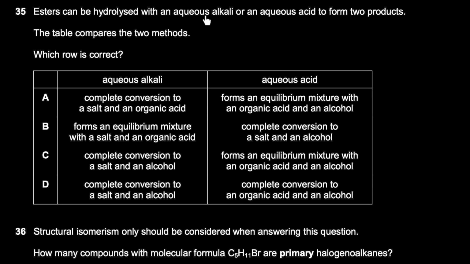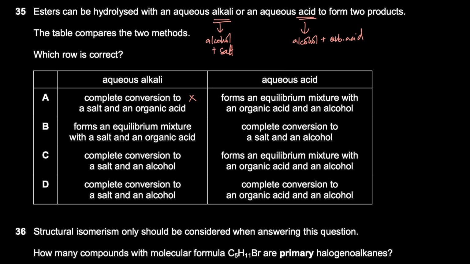Esters can be hydrolyzed with an aqueous alkali or an aqueous acid to form two products. The table compares the two methods. Which row is correct? From alkaline hydrolysis, we get an alcohol plus the salt of the acid. And if you use an acid for the hydrolysis, we get alcohol plus carboxylic acid. So A is incorrect, because aqueous alkali will give us a salt of the organic acid and an alcohol.